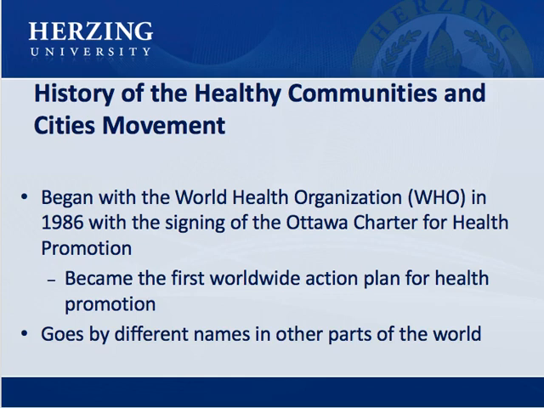History of Healthy Communities and Cities movement. The Healthy Communities and Cities movement began in 1986 with the World Health Organization. This was the first worldwide action plan for health promotion that declared the following broad categories as prerequisites for health: peace, shelter, education, food, income, a stable ecosystem, sustainable resources, social justice, and equity. It is now an international movement involving thousands of cities.